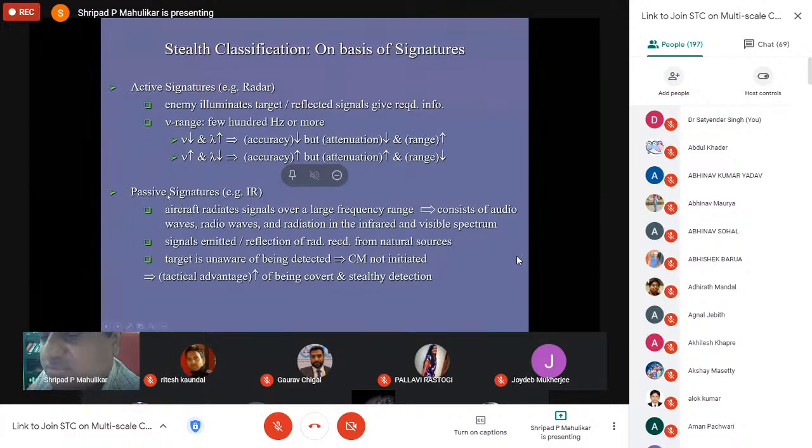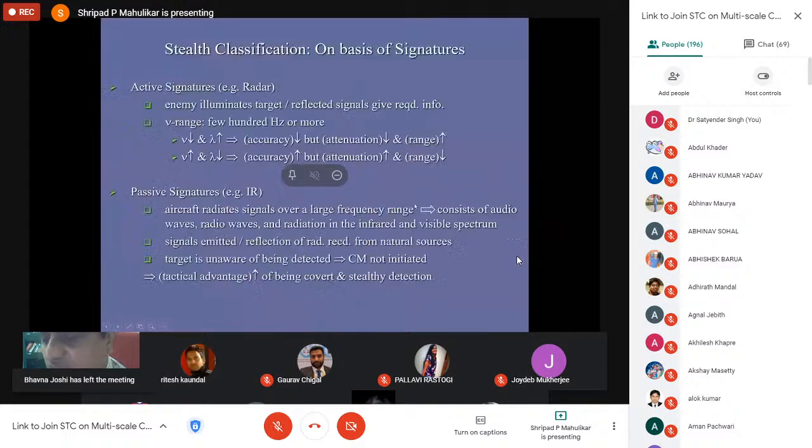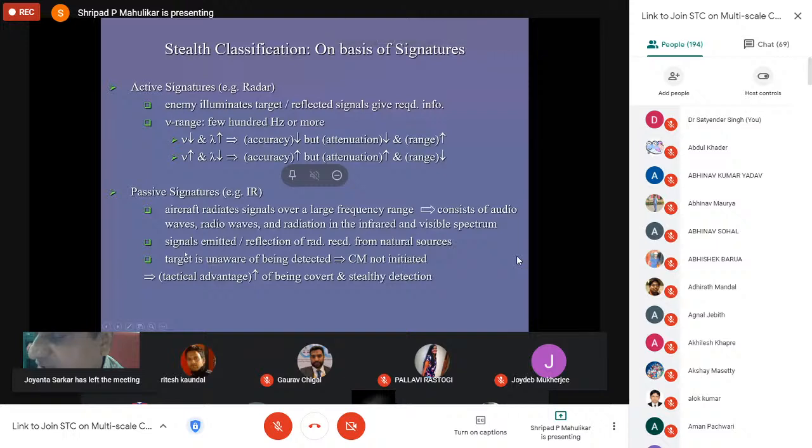Examples of passive signatures, the most common is infrared. Aircraft radiate signals over a large frequency range in the infrared region. Other examples of passive include audio waves, also radio waves, such as navigational radar and onboard radar, and radiation in infrared and in the visible spectrum. Also reflection of radiation received from natural sources, for example in infrared, sunshine, sky shine, earth shine. Examples also include passive radar.